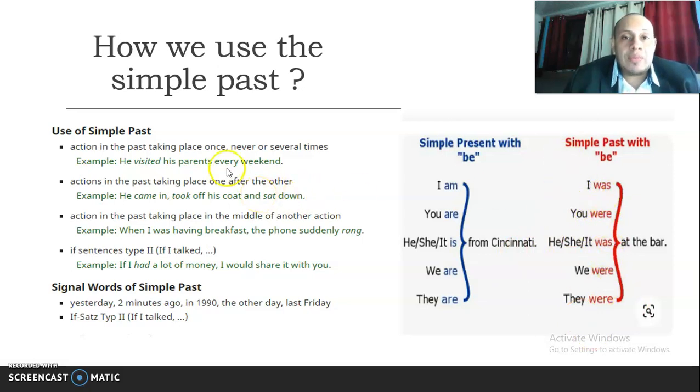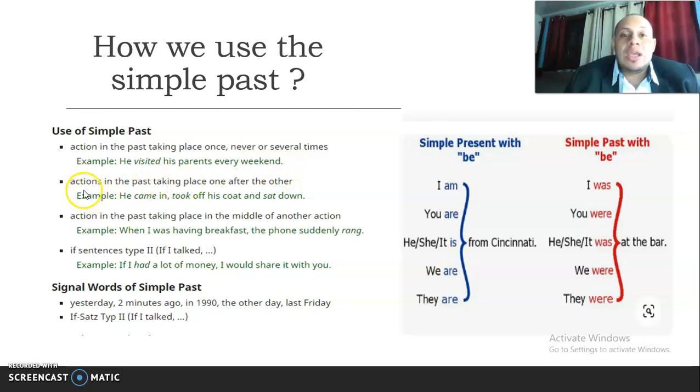So, back to the basics, we use simple past for an action in the past taking place once. If you can see the example, he visited his parents every weekend. So that's an action in the past, once, never, or several times.